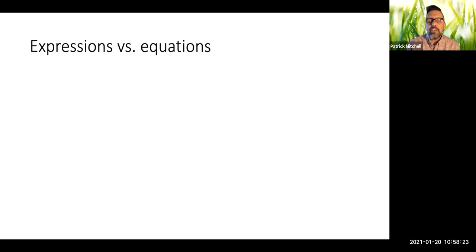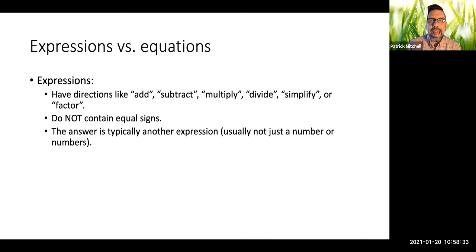I like to start this section by talking about the difference between expressions and equations. Up until this point, we've been looking at expressions. Expressions have directions like add, subtract, multiply, divide, simplify, or factor. Expressions do not contain equal signs in the original problem, and the answer is typically another expression as opposed to just a number or numbers. All the problems we've done up to this point have been expression problems. The directions have always been factor, okay?